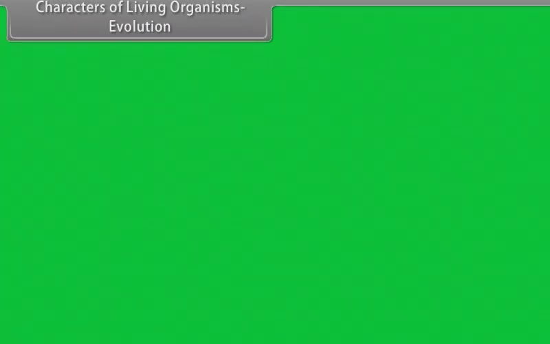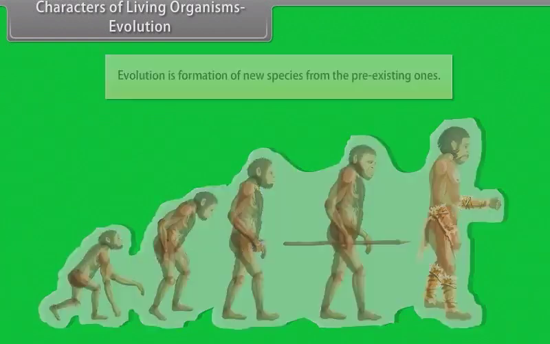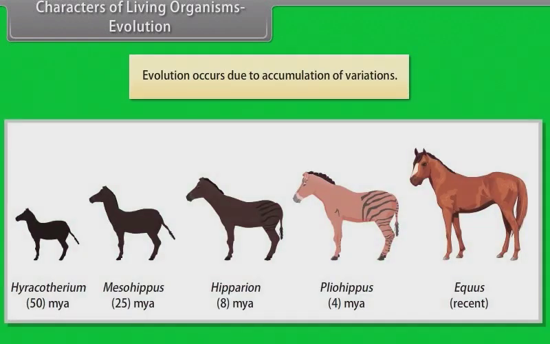Characters of living organisms. Evolution. Evolution is formation of new species from the pre-existing ones. Evolution occurs due to accumulation of variations.